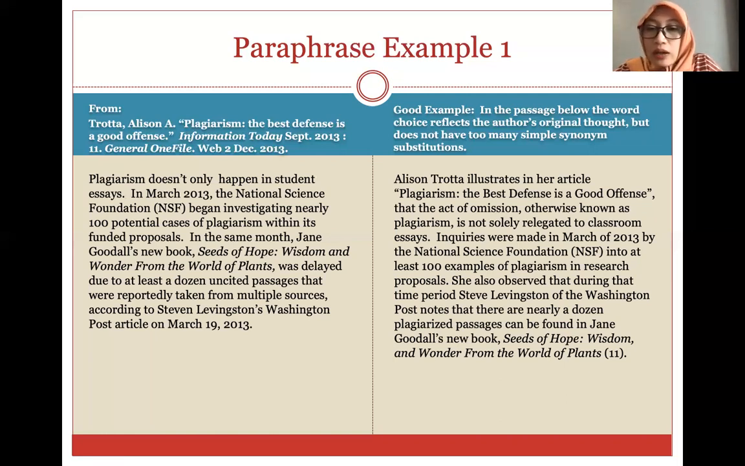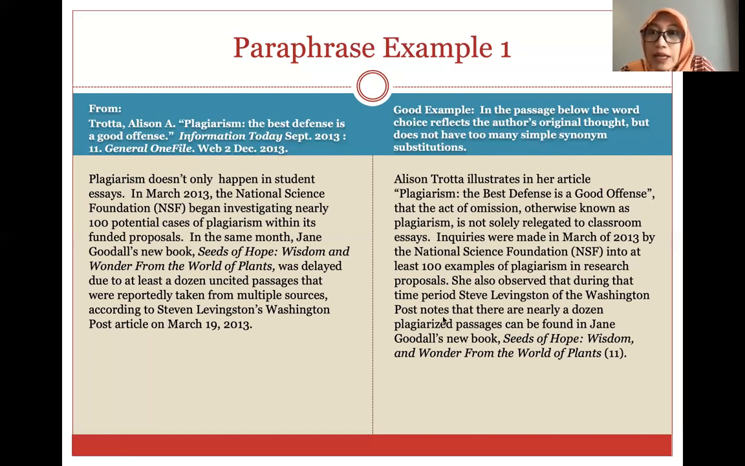Mari kita lanjutkan baca. And then inquiries were made in March of 2013. Nah, tidak ada yang berubah karena tanggal ya. By the National Science Foundation NSF into at least 100 examples. Nah, di sini lebih sederhana ya. Examples of plagiarism. Biasanya kan 100 potential cases of plagiarism. And then she also observed that during that time period of Steve Levingston of the Washington Post notes that there are nearly a dozen plagiarized passages can be found in Jane Goodall's new book, Seeds of Hope, blah blah.